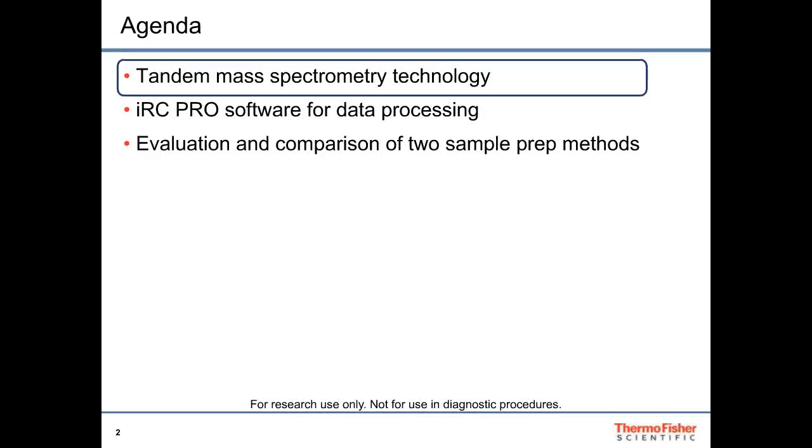We will first go through the technology that allows us to make such measurements. We will then describe how a software product called IRC Pro can process the data from each specimen in order to study various inborn errors of metabolism. Finally, we will cover the advantages and disadvantages of using derivatization in preparing dried blood spots for such applications. So let's start with mass spec technology.